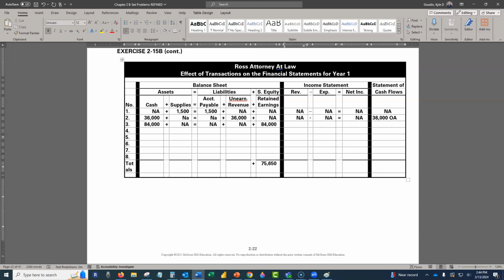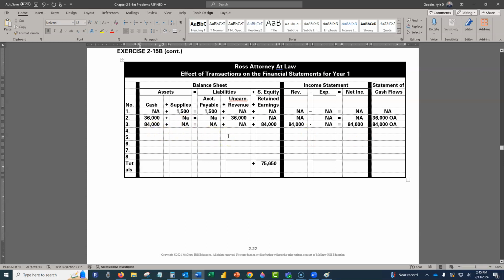Why is that? Because since this was cash and we performed the service, we're going to call that a revenue. There is no impact on expenses, and so your total net income for that transaction is going to be $84,000. Now, this was an increase or an inflow of cash in the amount of $84,000 as an operating activity. Hopefully that one makes sense. These cash type transactions are usually the easiest ones.